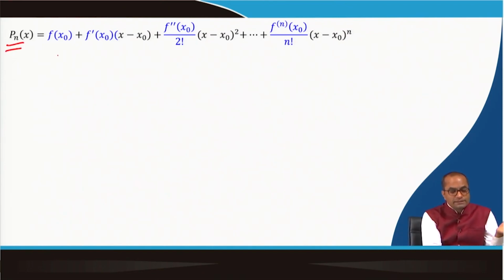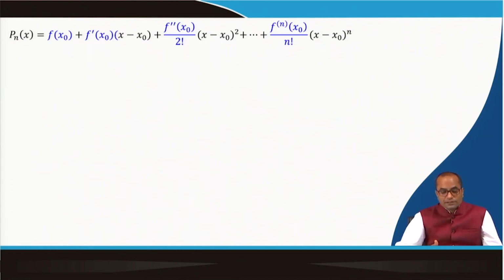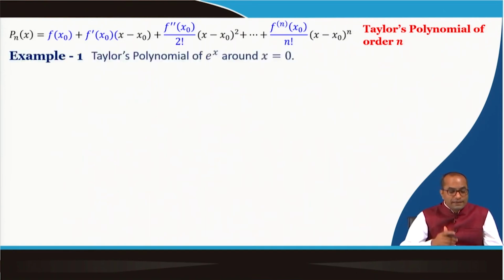So this P n x is f x naught, then the first derivative times x minus x naught, then the second derivative divided by factorial 2 and so on. So this is the polynomial which we wish to construct, having those properties which we have set for the construction, and this is called the Taylor's polynomial of order n.